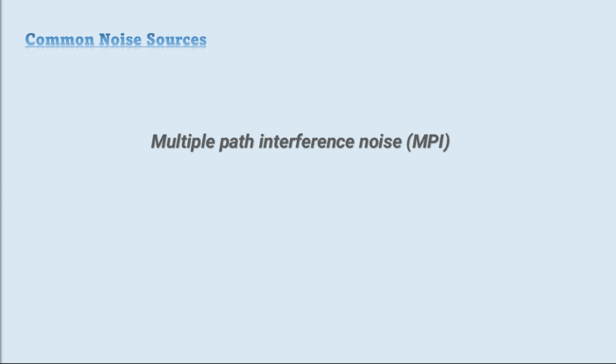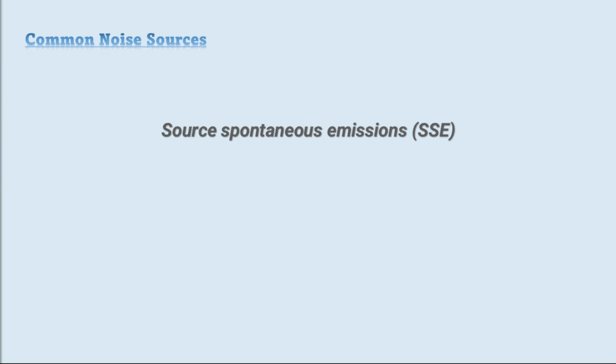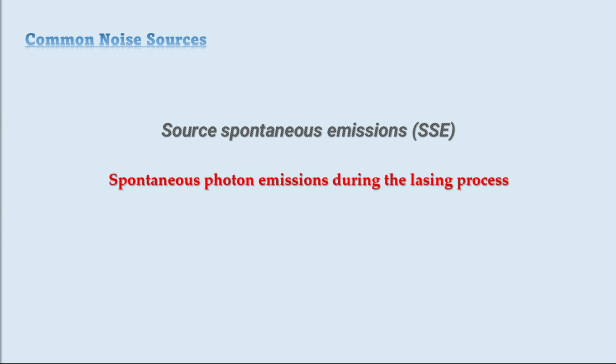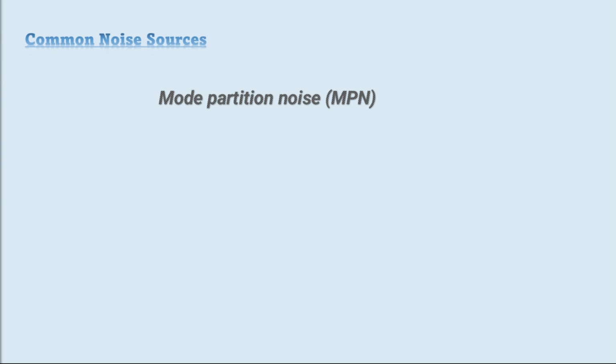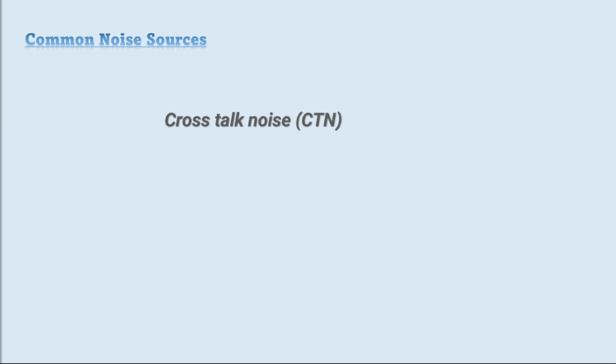Multiple path interference noise. This noise is generated by the signal reflecting multiple times in the fiber and interfering with itself. Source spontaneous emissions. This noise is due to spontaneous photon emissions during the lasing process. Mode partition noise. This noise occurs because of random variations of individual laser modes even though the total laser output power remains constant. Crosstalk noise.